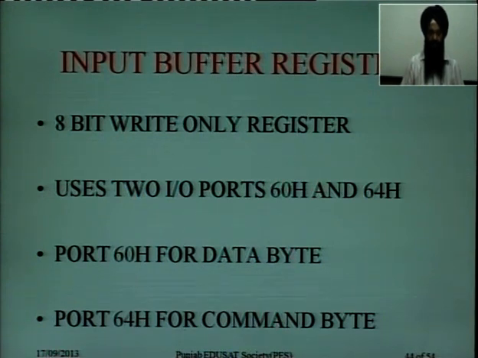It uses two I/O ports, which are 60H and 64H. The 60H port is used for the data byte and the 64H port is used for the command byte. So these are the basic functions of the input buffer register. The main function is that it is a write-only register, and two I/O ports are there. It is very important that 60H is used for the data byte and 64H is used for the command byte here.